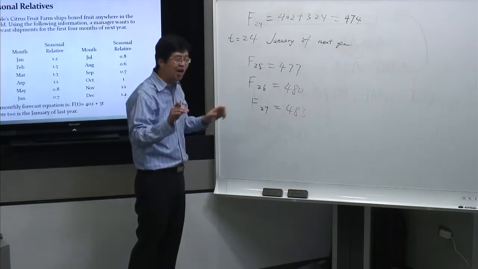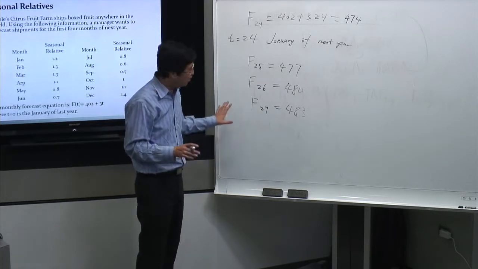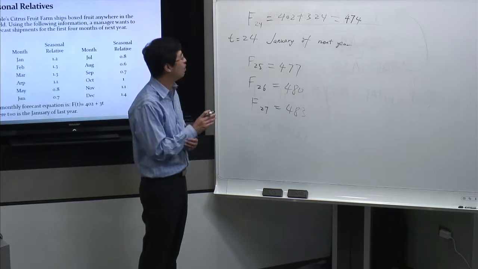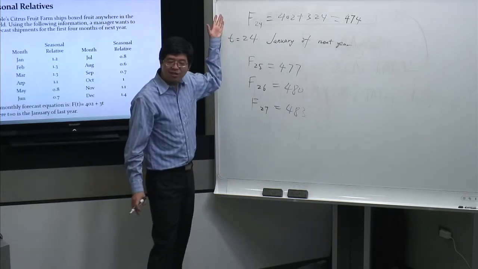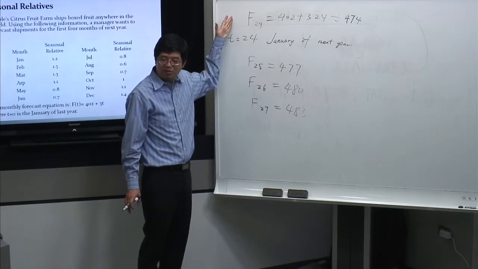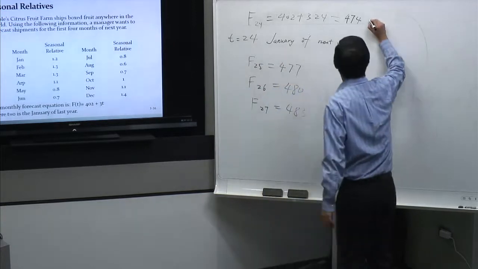The first step is figuring out the t value. Many people will make a mistake there, but that should be the easy step, so just be careful. Is that the final forecast we should get? No. What should we do next? Multiply by the seasonal relative.